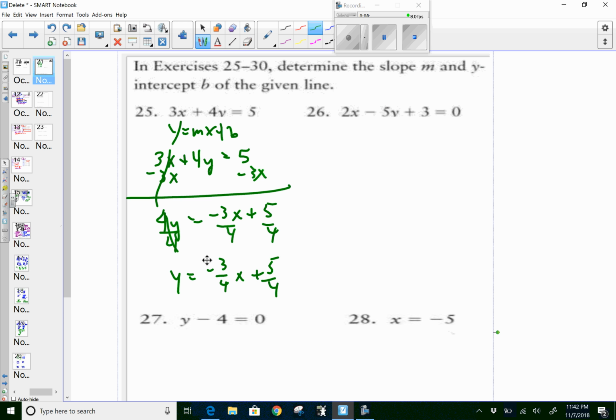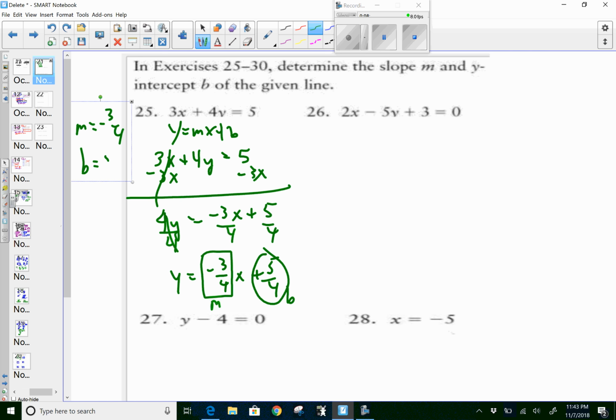Determine the slope. So I'm going to go ahead and just box my slope. So m is equal to negative 3/4. And my y-intercept, which is my b, is going to be positive 5 over 4. So that's my two answers. So m is equal to negative 3 over 4, my slope, and your b, which is your y-intercept, is equal to 5/4. There's the answer for number 25.